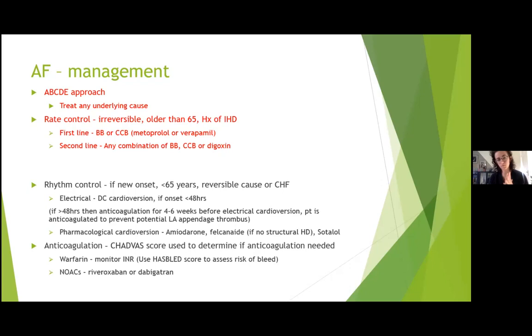Try and treat the cause first, because all you're going to do is mess with their body's natural response to the infection or to the hypovolemia. So yeah, treat the cause, and then if there's no cause, a beta blocker or digoxin would probably be the top two.